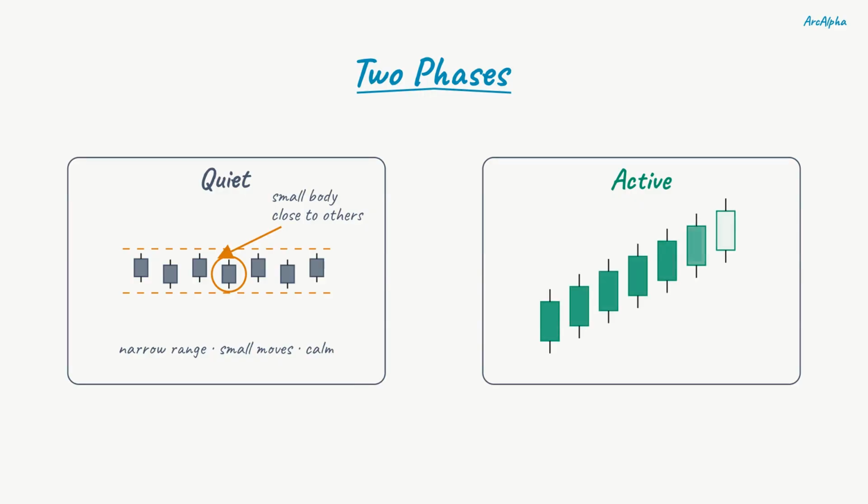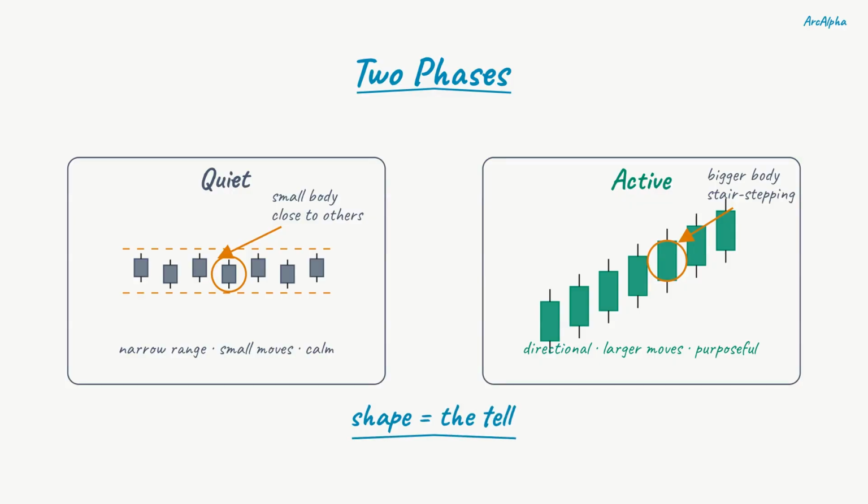The second is an active phase. Price moves directionally. Day-to-day changes are bigger. The chart looks purposeful, expansive. On the chart, you see candles stepping in one direction. Bodies are larger. Highs and lows keep making new highs or new lows. The band widens. Neither phase is random. Each one has a shape. Once you know the shape, you can name what you're looking at in a few seconds.